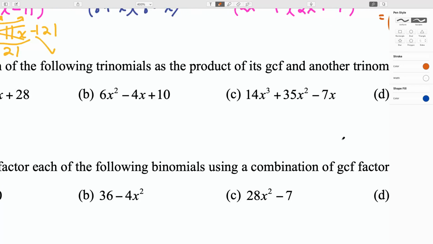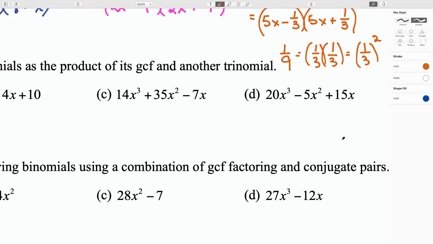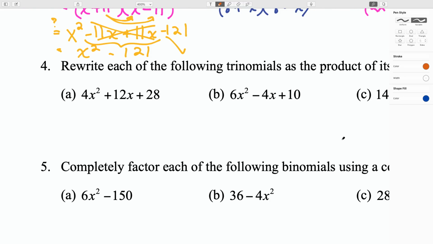We write each of the following trinomials as a product of its GCF and another trinomial. So we're going to use the GCF method, not the difference of perfect square method, because we would need only 2 perfect squares being subtracted. So what can go into 4x squared, 12x, and 28? I'm thinking 4, not 4x, because 28 does not have an x term. So the GCF is 4.